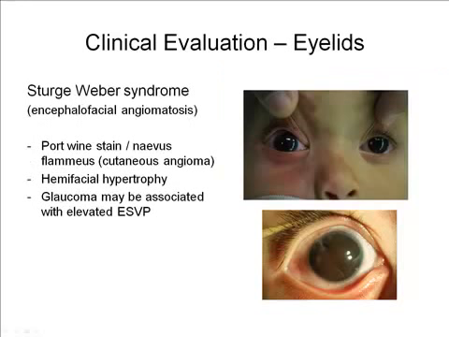Sturge-Weber syndrome also can be seen to have periocular skin changes, in this case the facial hemangioma. Glaucoma is associated typically with elevated episcleral venous pressure, but may also be due to angle abnormalities or immaturity of the angle.